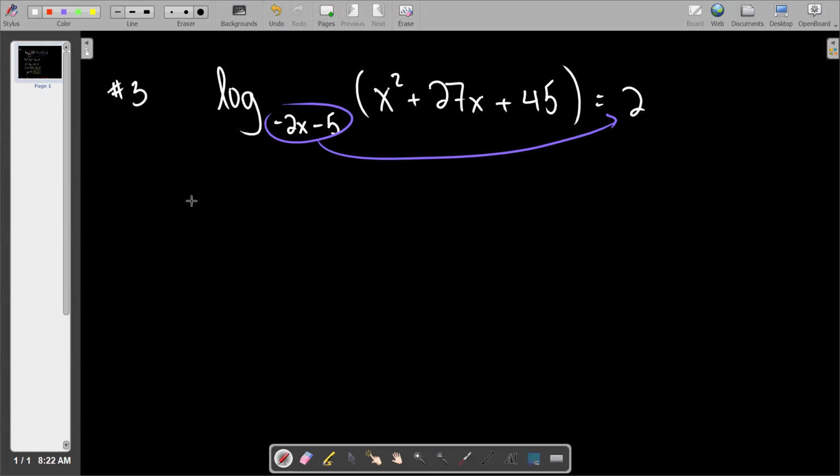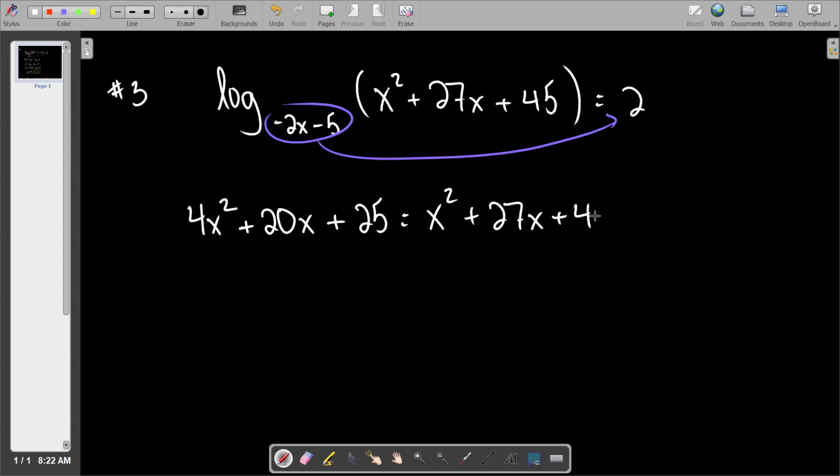But what it winds up being is 4x squared plus 20x plus 25. And if you're going to make a mistake there, please, let's finish the year without any silly stuff, you know what I mean? Like little rinky dink stuff. So write it out if you need to. And then you've got x squared plus 27x plus 45.